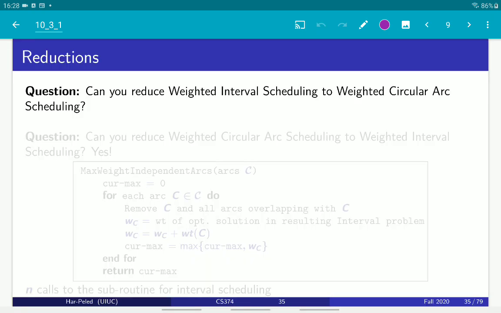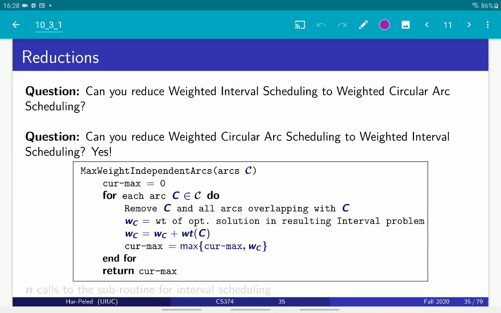Here is the pseudocode of this reduction. For every arc C, we remove C from the collection of arcs, along with all the arcs that overlap it, and we find the optimal solution for the remaining instance, which is now really a problem along the line because we cut the circle at this interval, which we know how to solve because of the reduction or because we have an algorithm for it. And that gives us a candidate solution. We compute the value of this solution, and if it's better than what we had before, we update to this current solution. So we try all intervals and we return the best solution.